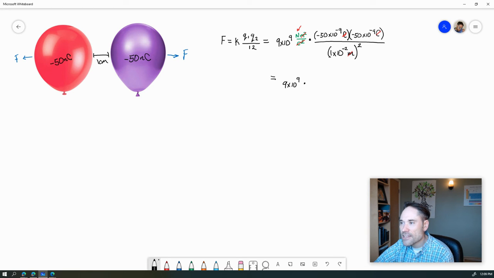So what I'm going to get is negative 50 times negative 50, which is 2,500. 5 times 5 is 25, and then I have a couple zeros, and it's negative times negative, so it's a positive. And then I'm going to say times 10 to the, and then I'm going to add the exponents, which gets me to a negative 18. I'm going to divide this here by what's on the bottom.